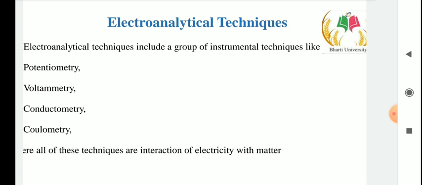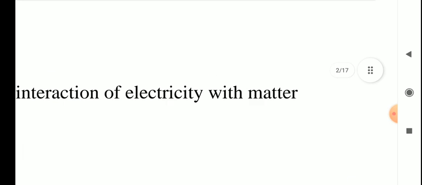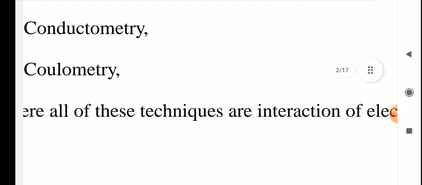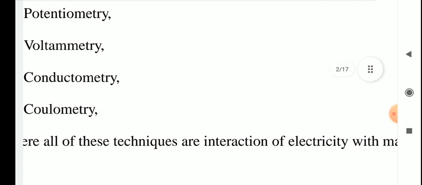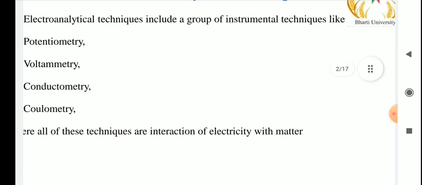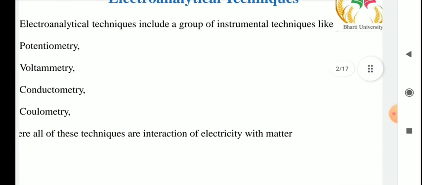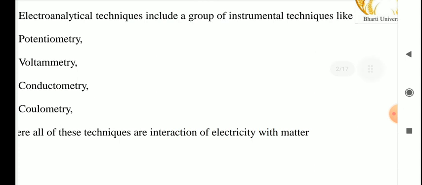First is potentiometer, second is voltmeter, third one is conductometer, and fourth one is colorimeter. These are the four techniques through which we are determining all the parameters through which we can analyze the physical property of any chemicals.